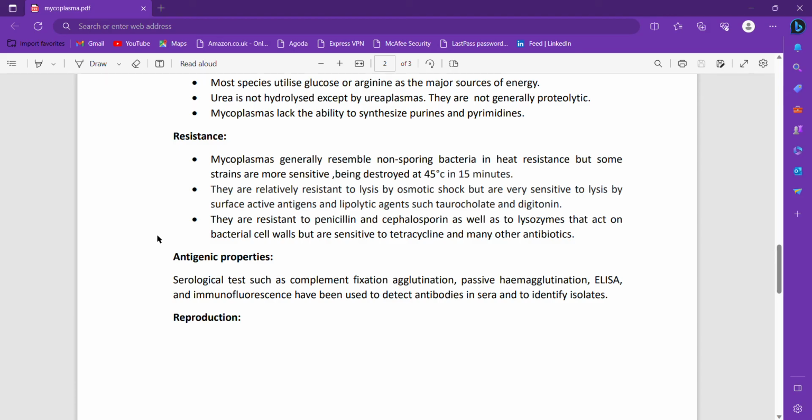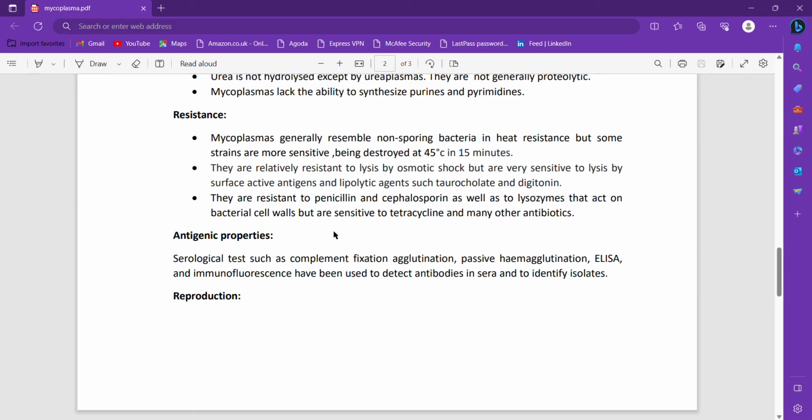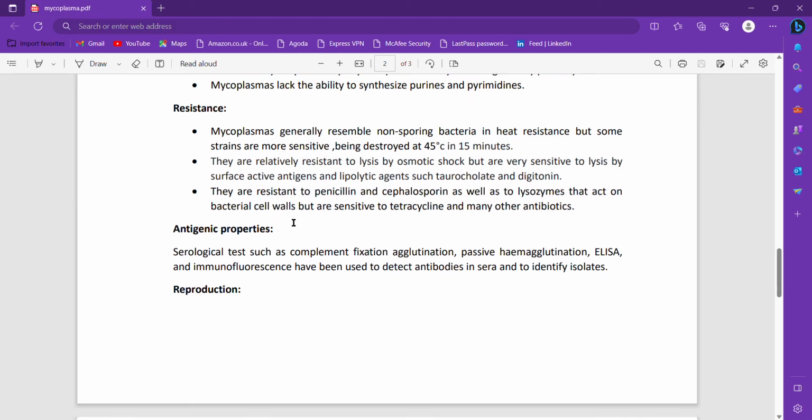They are relatively resistant to lysis by osmotic shock but are very sensitive to lysis by surface active agents and lipolytic agents such as taurocholate and digitonin. They are resistant to penicillin and cephalosporin as well as lysozyme, which act on bacterial cell walls, but are sensitive to tetracycline and many other antibiotics.